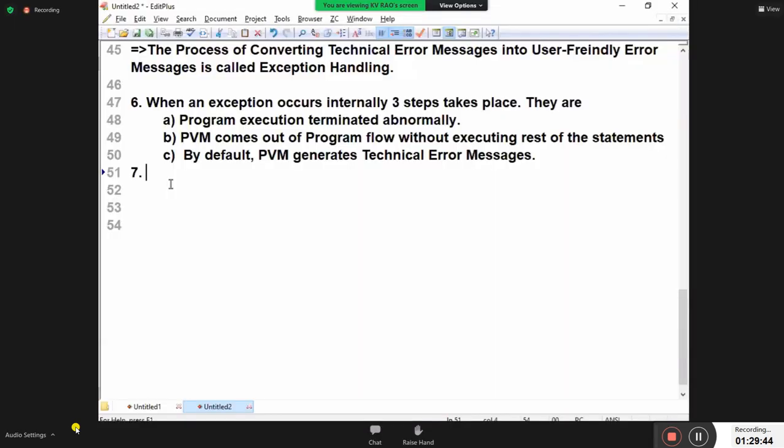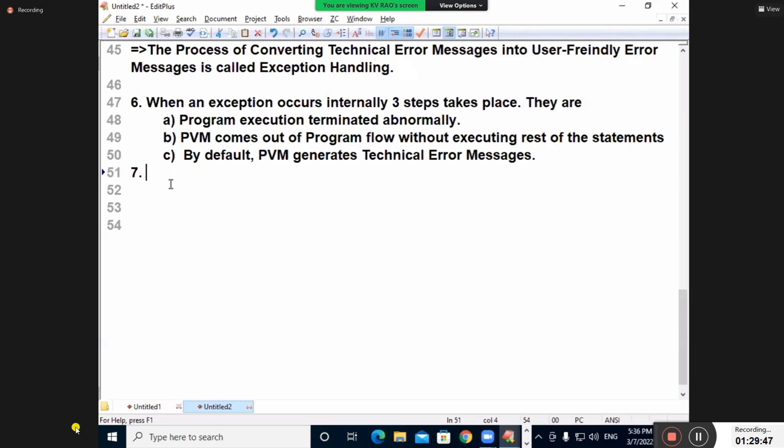In Python, everything must be stored in the form of what? In Python, everything must be given in the form of what?